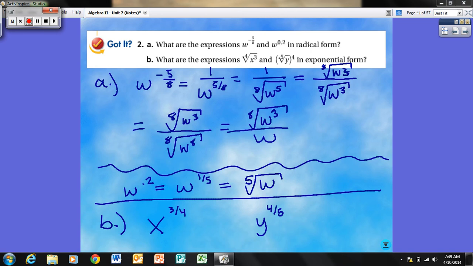Alright, so here are your answers for those problems. This one, it looks a little bit confusing. In letter A, the first one in letter A with the negative exponent, remember you have to put the negative exponent on the bottom first and then rationalize your denominator. This should actually be a multiplication sign, sorry. And you end up with this for an answer. The second part in A just becomes the 5th root of w. And then these are both of your answers for B. This is the first one, and then this is the second one.